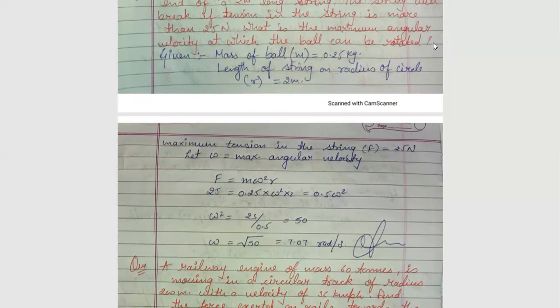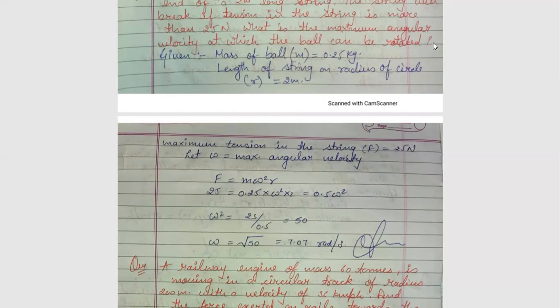So we know the formula: force equals m omega square r. We have the values of F, m, and r. We put all the values in this formula, and we get omega square equals 50. Taking the square root of 50, we get the value of omega as 7.07 radians per second.